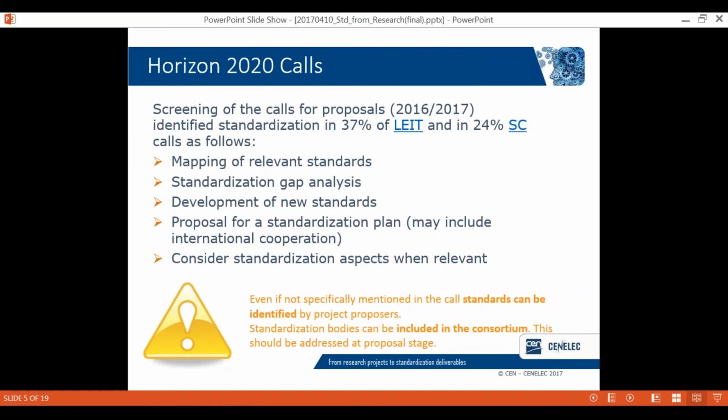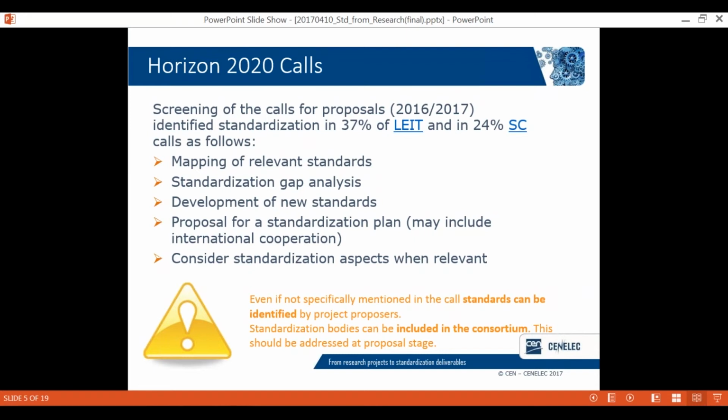The latest screening we did, at the end of last year and beginning of this year, showed that 37% of calls in the pillar dealing with industrial leadership were referencing standardization, and 24% of calls in the societal challenges pillar were referencing standardization. And as you can see, the reference to standardization is very varied. So the challenge for us, for the national standards organizations, for the national committees, for the technical committees, is to guide researchers in interpreting and understanding how they have to address standardization correctly in their projects.